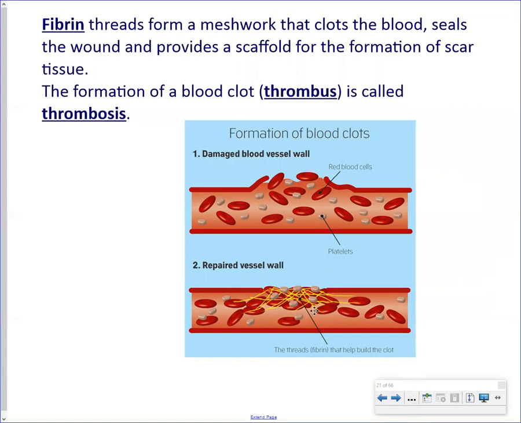So if you look at the diagram here, this is the clot or the thrombus forming. These yellow strands that create the mesh for the clot to form, or for the thrombus to form, are the fibrin strands. So this whole process of forming a clot or forming a thrombus is called thrombosis.